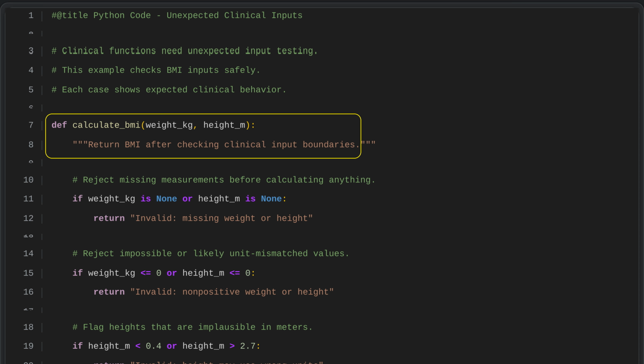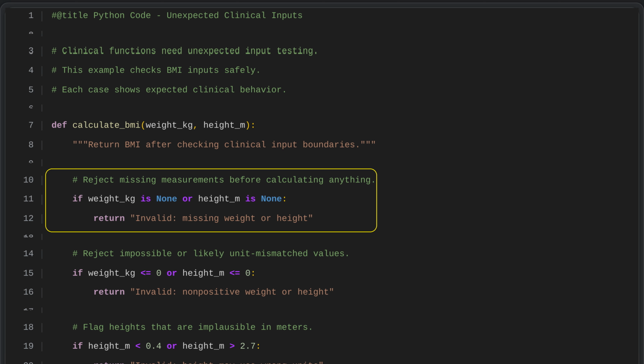If the inputs are valid, it calculates body mass index as weight divided by height squared and returns the value rounded to 1 decimal place. The code checks whether the weight or height is missing before doing any calculation. If either value is absent, it returns an invalid input message right away. This prevents errors and avoids producing unreliable results from incomplete data.